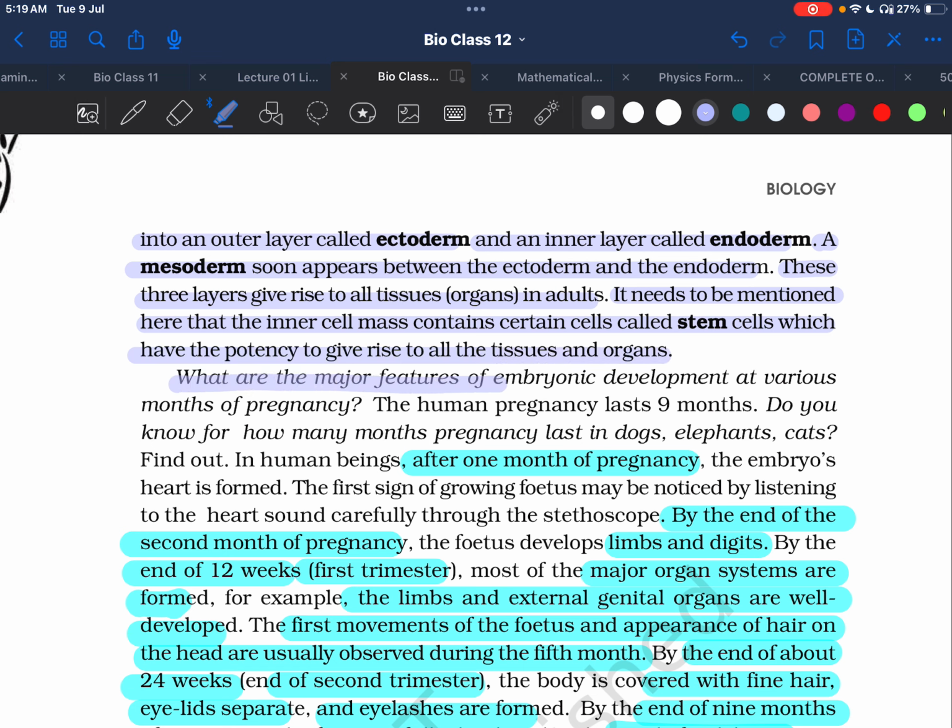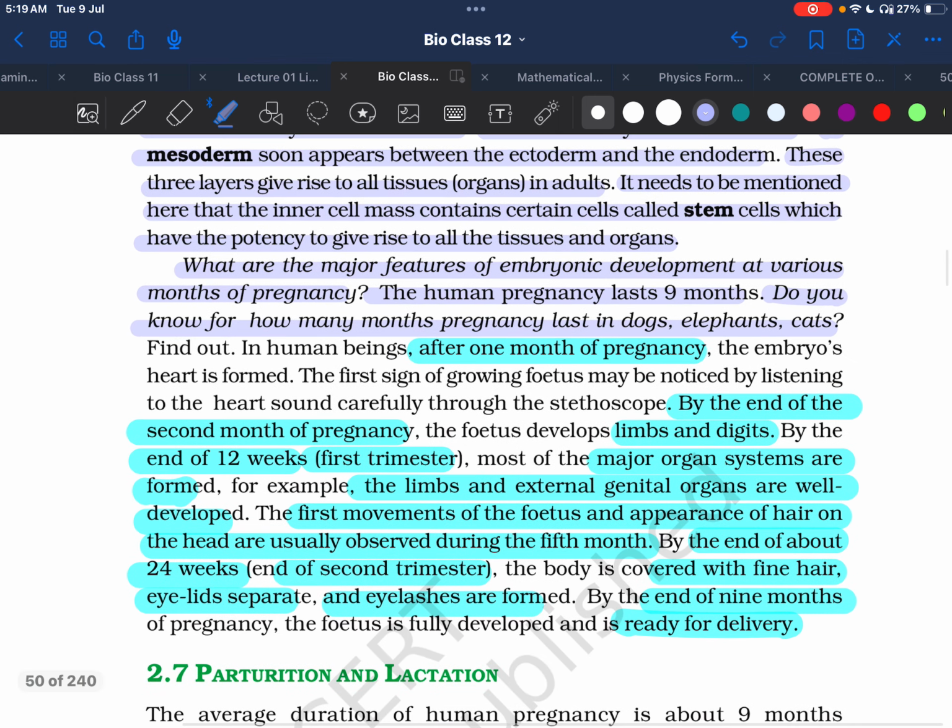What are the major features of embryonic development at various months of pregnancy? The human pregnancy lasts 9 months. Do you know for how many months pregnancy lasts in dogs, elephants, and cats? Find out. In human beings, after 1 month of pregnancy, the embryo's heart is formed. The first sign of a growing fetus may be noticed by listening to the heart sound carefully through the stethoscope.